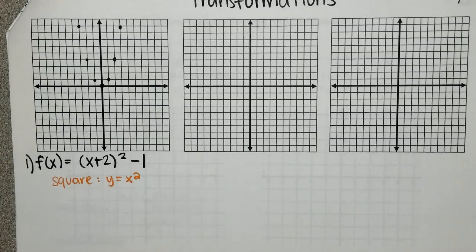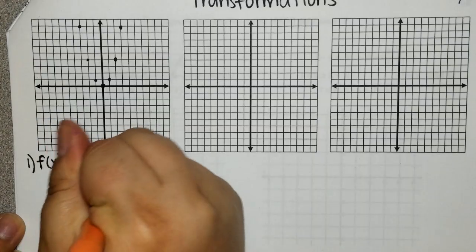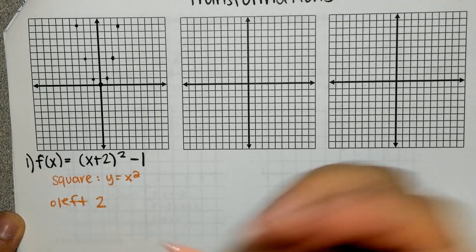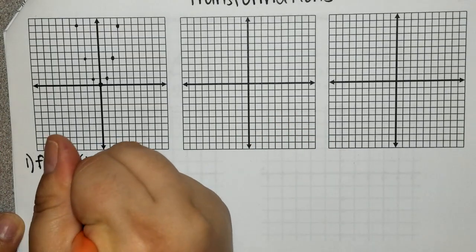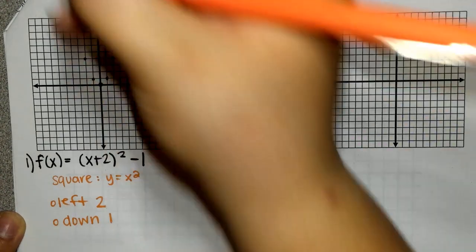What transformation do we see? We are going to go left 2. Why left 2? Because it's positive, and in the parentheses you always do the opposite. And we are going to go down 1. So y'all, take every point left 2, down 1. Go.